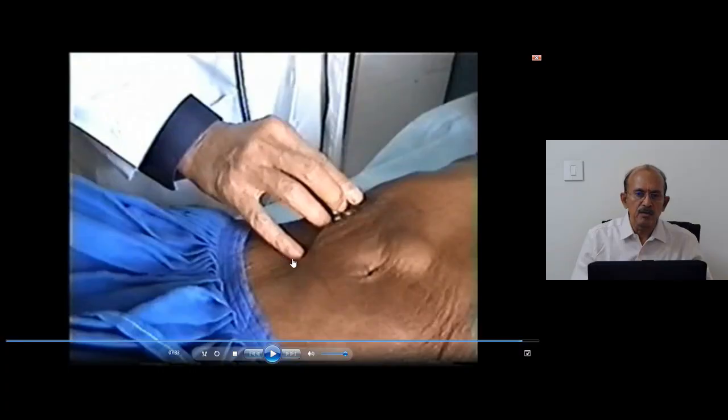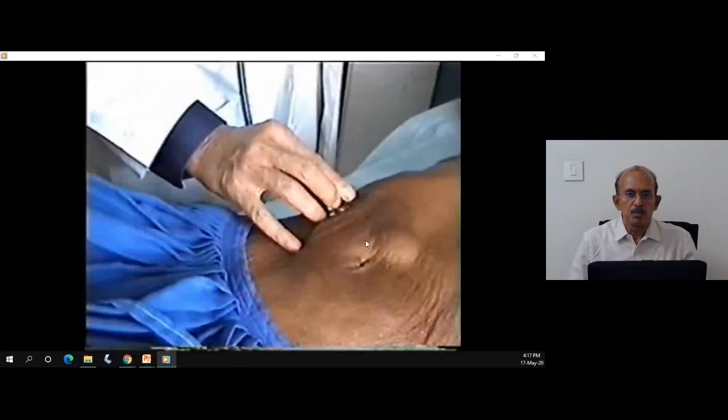So auscultate for the bowel sounds. If any lump is there, auscultate over the lump. If a bruit is present over this lump, what is your diagnosis? Tell me, if you hear a bruit, what is your inference? A lump in the abdomen, on auscultation, gives a continuous murmur. So what is your inference?